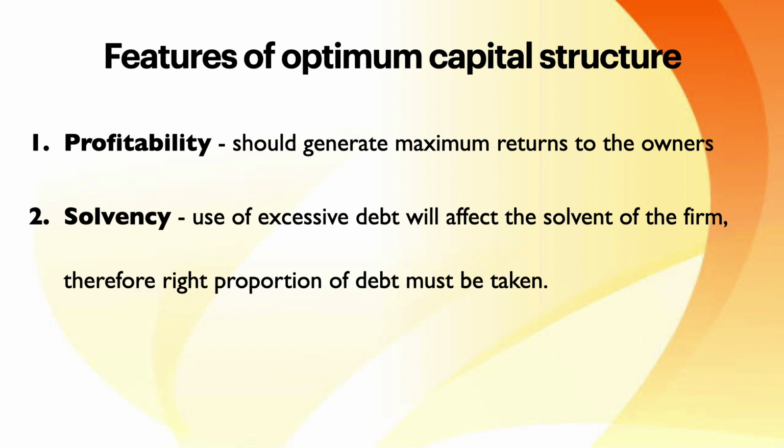Number 1, profitability. Now we are all setting up business for what? To make profit, to multiply our money, for our money to grow. Correct? So our capital structure should be framed in such a way that it is fetching profits for us. The capital structure should generate maximum return to owners. Who are the owners here? Equity shareholders are the owners.